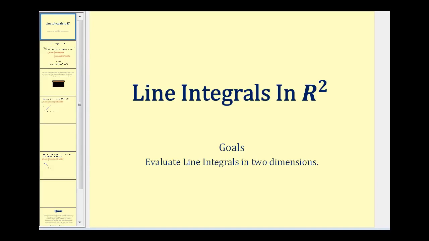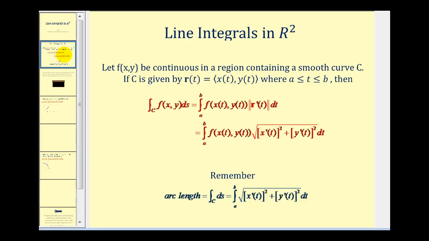Welcome to our lesson on line integrals in R2. Line integrals are an extension of what we learned in Calculus 1, where we integrated a function along the x-axis. For our line integral, we'll integrate a surface f of xy along a curve in the xy plane.